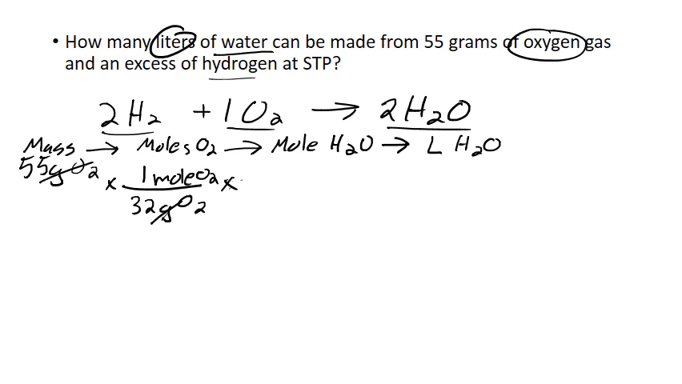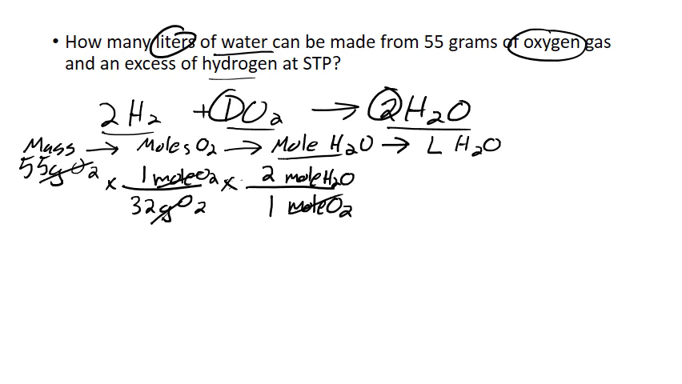After converting from grams to moles, I want to convert from moles of O2 to moles of water. The moles of O2 are going to cancel out, and I'll get my moles of water. As you can see in the reaction, for every 1 mole of O2, you have 2 moles of water. I want water, so I put that on top. I'm going to get rid of the O2, so that will cancel out. So I'm at this step right now.